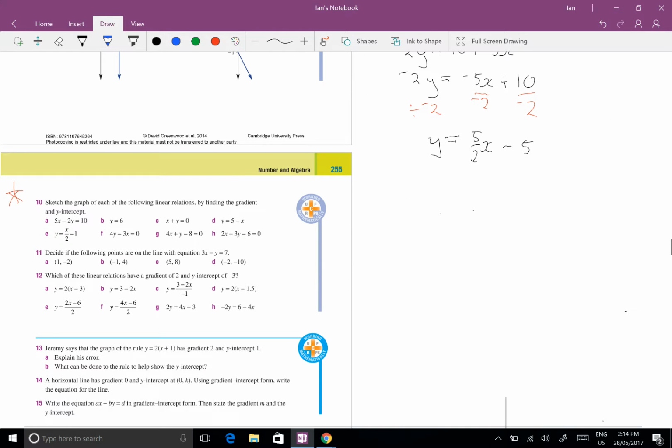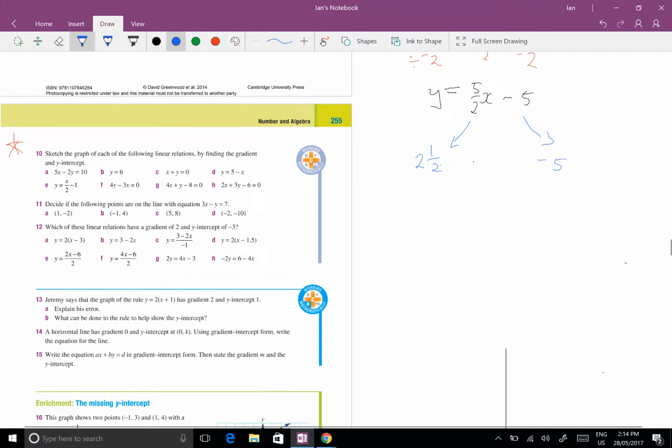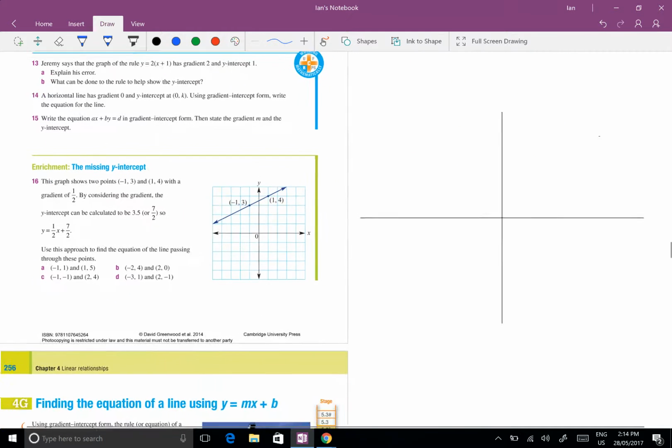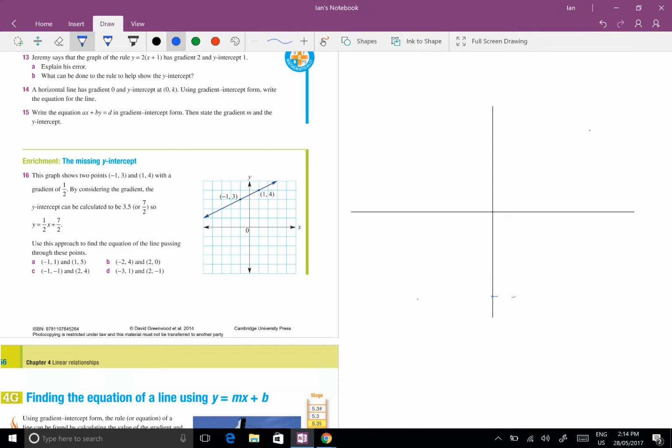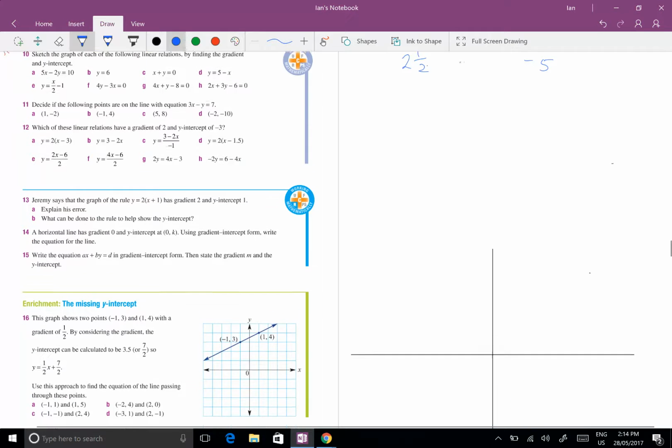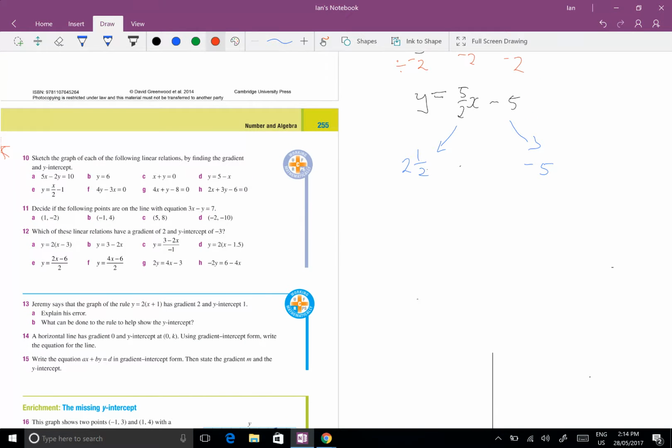Now I'm feeling a lot happier because I've got the two bits of information I need. I have a gradient of 5 on 2, which is 2.5, reasonably steep, and a y-intercept of minus 5. So I feel okay about graphing this now. I go down to my graph and put minus 5 there. I know it's going to be pretty steep, but I'd really like to know where the x-intercept is going to be.